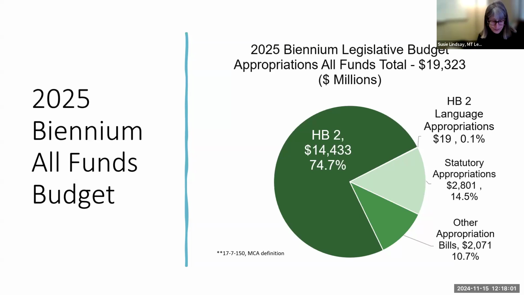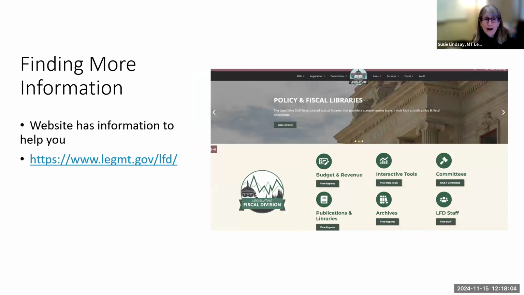On the next slide, we want to talk to you about how you can find a lot of the information that we provide, because like I said, we provide a lot of reports. This is the link on the left, legmt.gov/LFD. It is our web page, our home site, and this is what it looks like. And at the top, you can see there's a policy and fiscal libraries link, and I'll talk about that in just a minute. And then underneath there's some other choices that you might be interested in looking at.